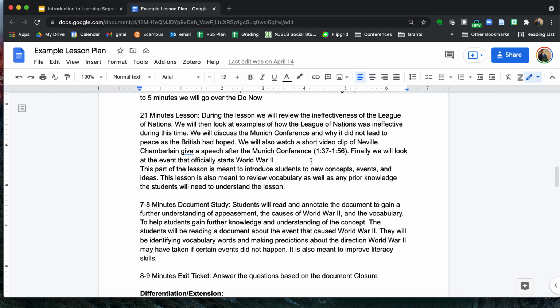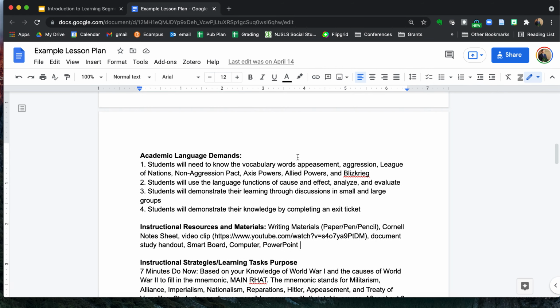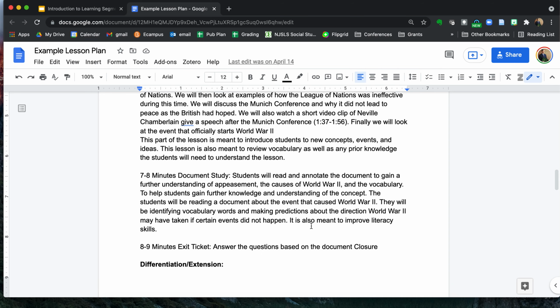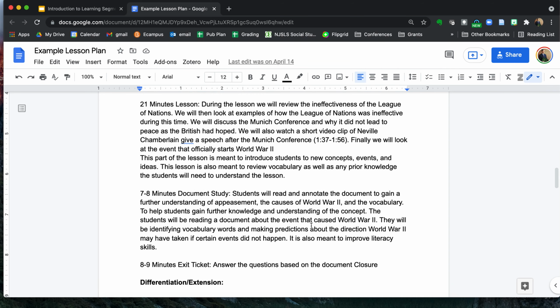In this 21-minute lesson, notice how none of this is broken up by objective, right? We're going to be showing a video clip in here, but I don't know what the students are going to do. We have the instructional materials up here. We have the video clip, but there's no link to the PowerPoint, so I don't know what that is. As a substitute, I really have no idea what she's doing here, except showing this Munich conference YouTube video, which I do have a link for up top. So that's a big problem.